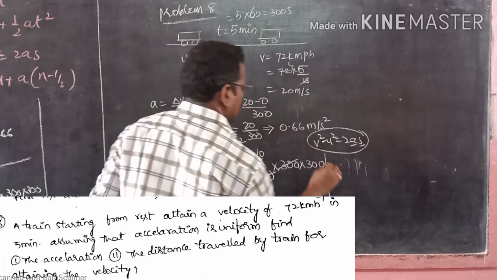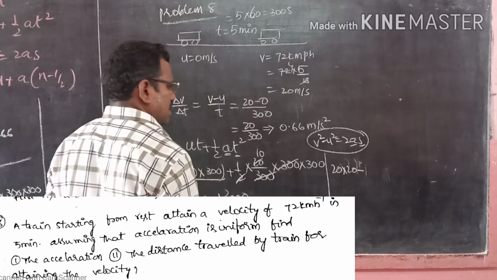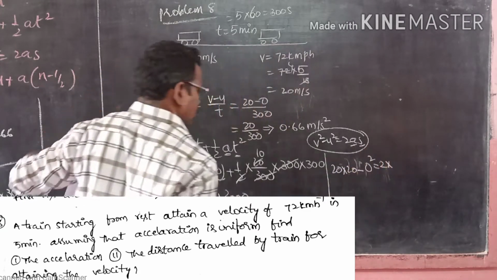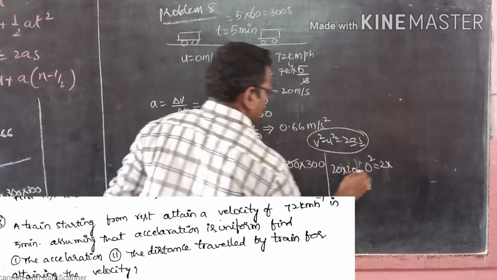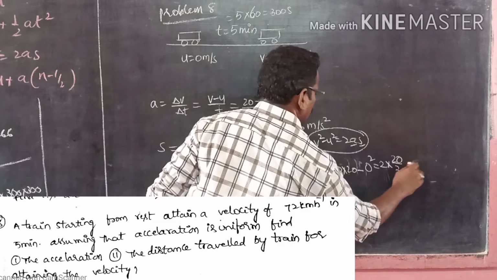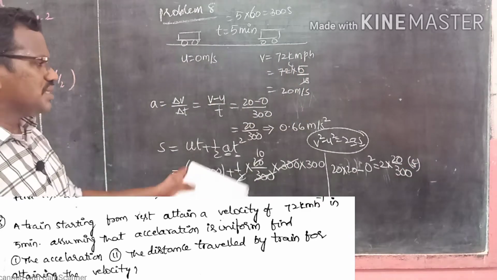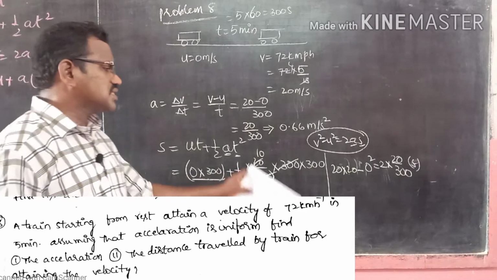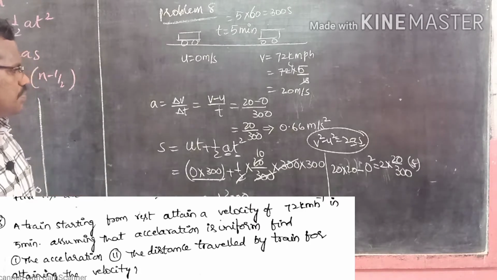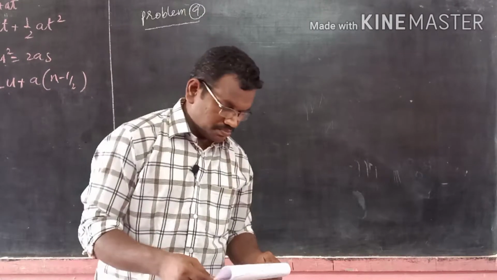What is the value of v? 20, so 20 into 20, minus u square, which is 0 square, equals 2 into a value, how much? 20 by 300, into s. So if you take a long method, it becomes a big problem. To avoid such a long process, we select s is equal to ut plus half at square.